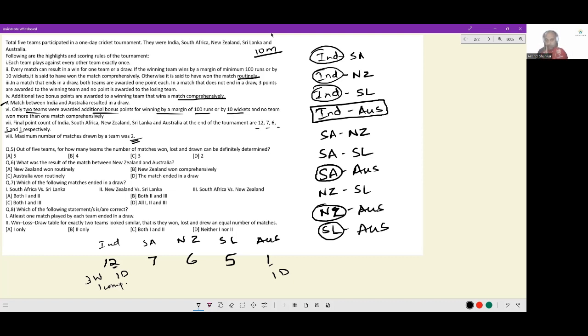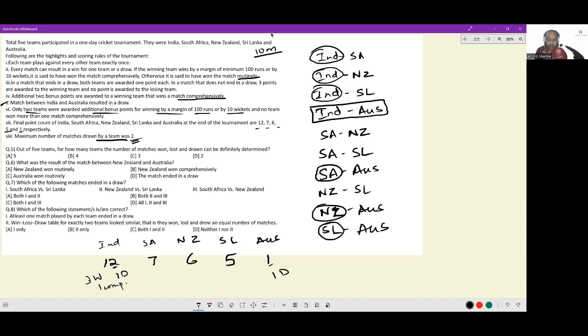But what is fun is, let's try and identify which team can potentially have 2 draws. Can New Zealand have 2 draws? See, one win gets you 3 points. Maximum number of matches drawn by a team was 2, so a single team is having 2 draws. If New Zealand has 2 draws, it cannot reach a points total of 6.